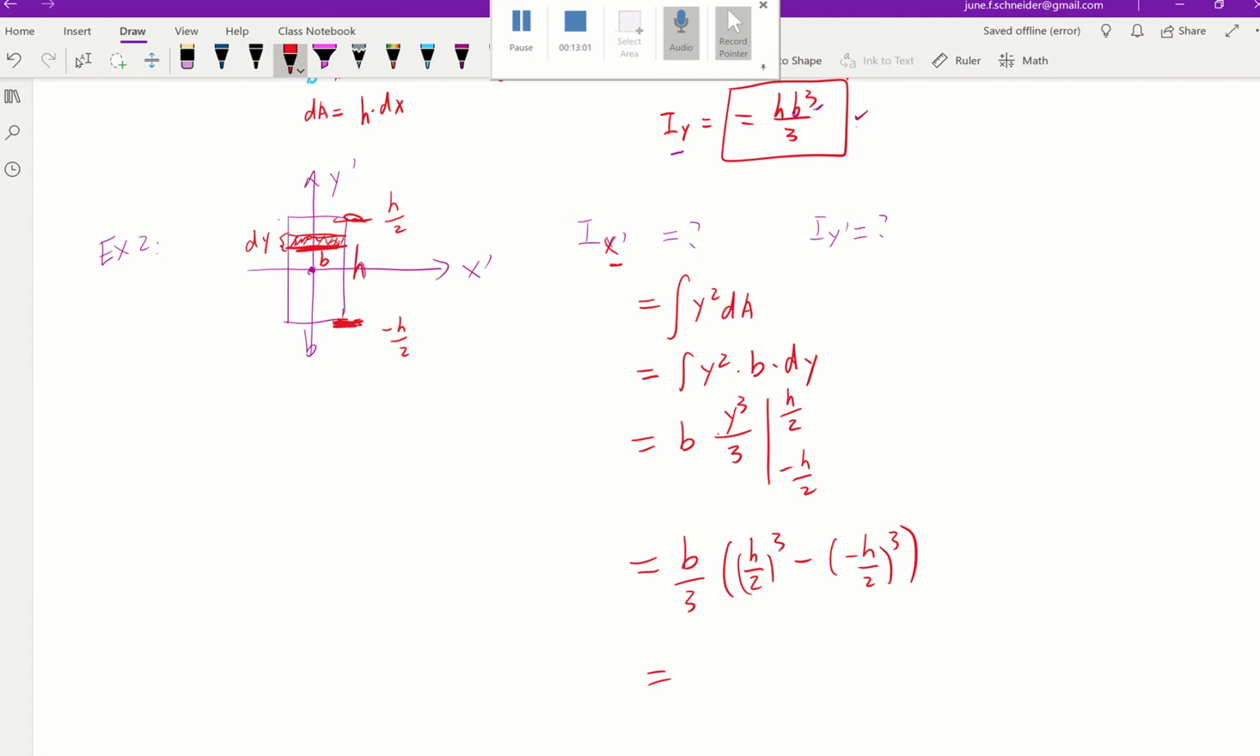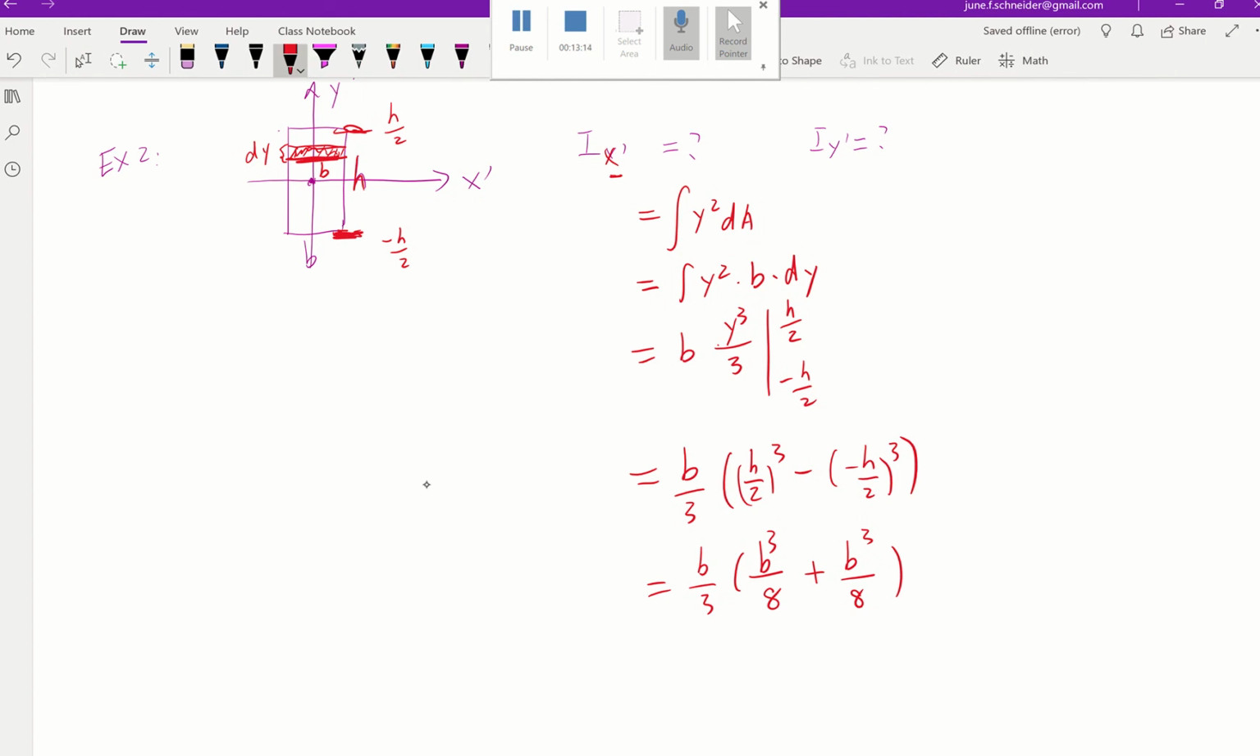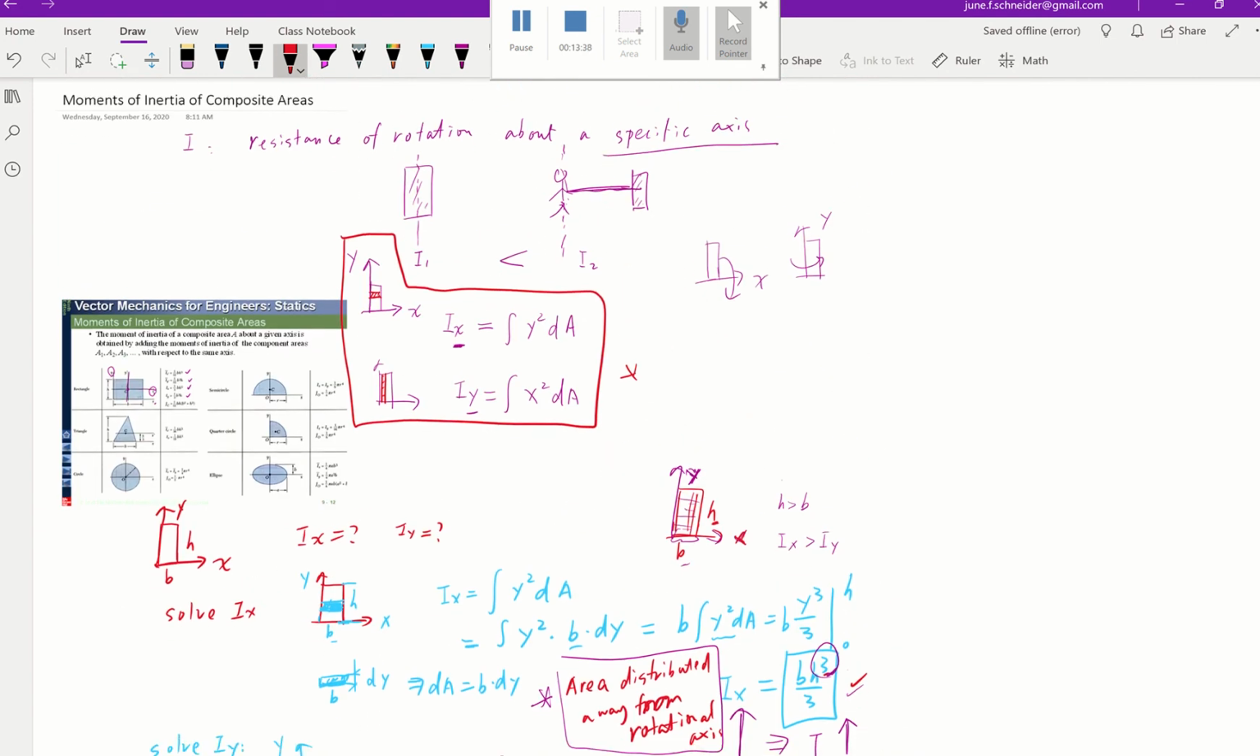Right? So let's go ahead and solve that. So that will be b, and this is going to be minus negative, so it'd be plus. Then what do we have? We'll have 2 over 8, which is a quarter. So the answer is 3 times 4, which is 12. Oh, this is h, my bad. So that would be b h cubed over 12, right? And that's exactly what you have in the table right here.